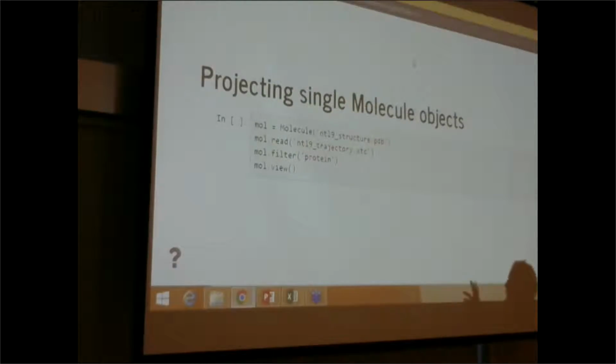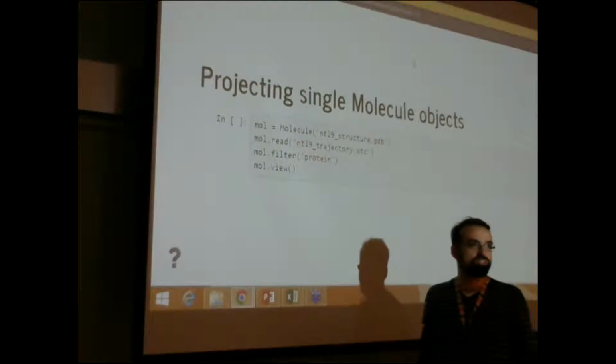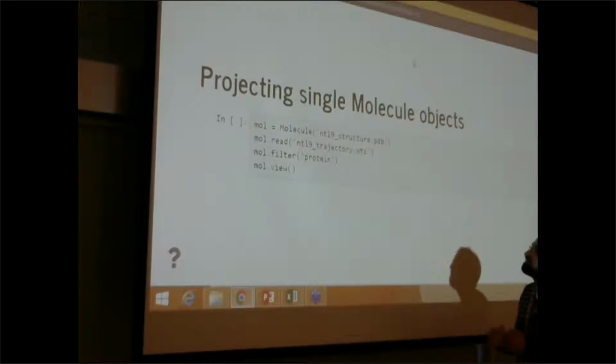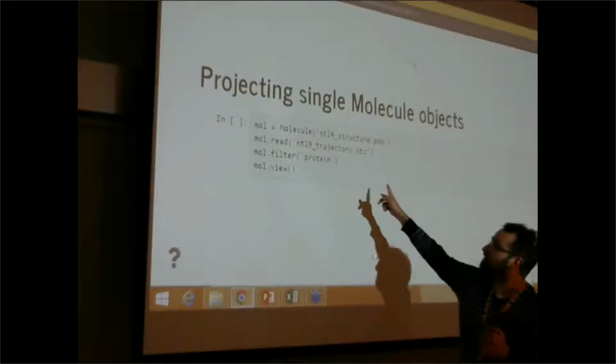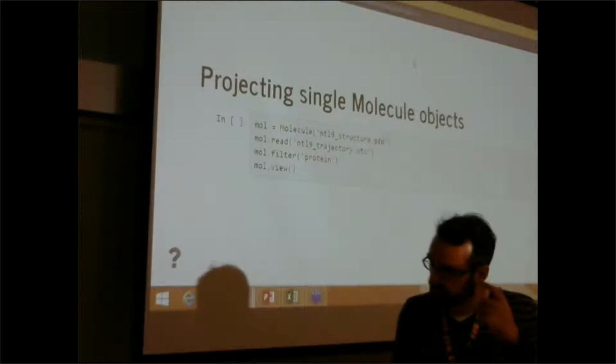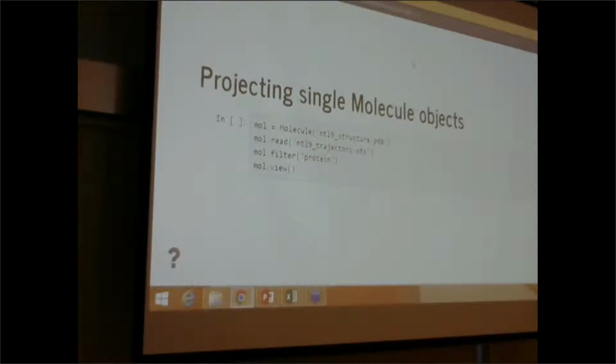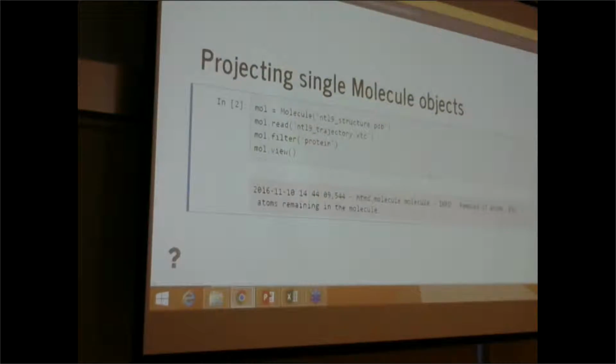So here I already have a structure prepared. It is from NTL9, which is a protein that's normally used in folding studies, and the trajectory. I'm just going to load the structure, read the XTC, filter it, and view it, okay?